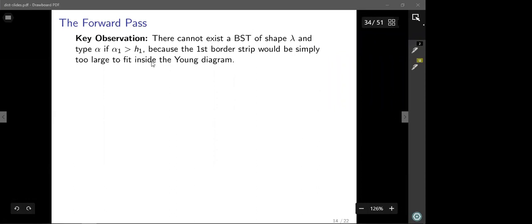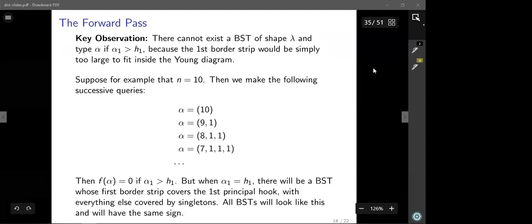the first column. Well, I claim that there cannot exist such a thing because the first border strip just can't possibly fit inside this Young diagram. It's too big. The most you can accommodate would be to use up the entire first row and the entire first column. And if alpha 1 is bigger than that, there's no border strip tableau. And therefore, the value of this function, chi lambda, is going to be 0. All right? It's an empty sum.